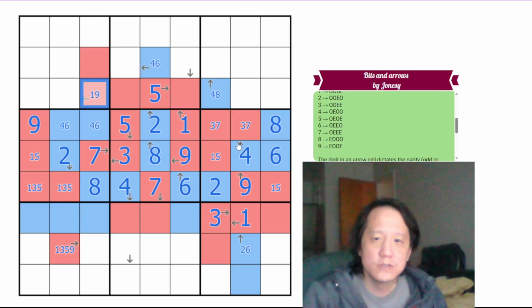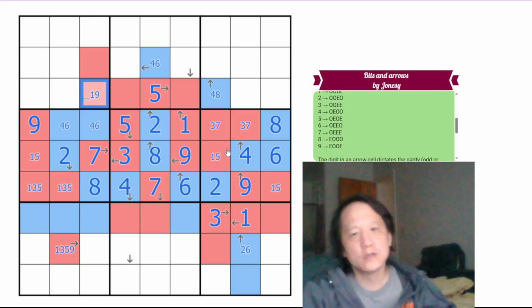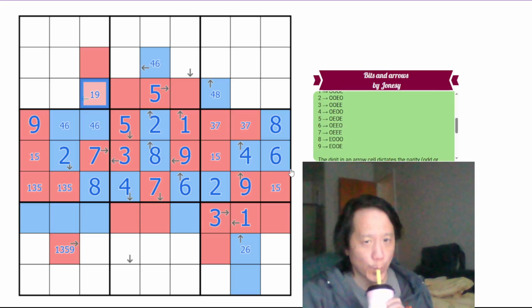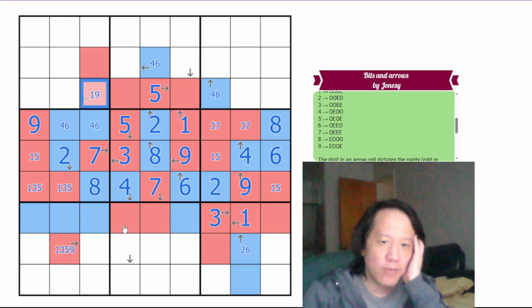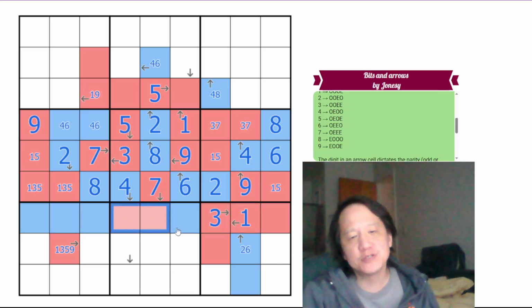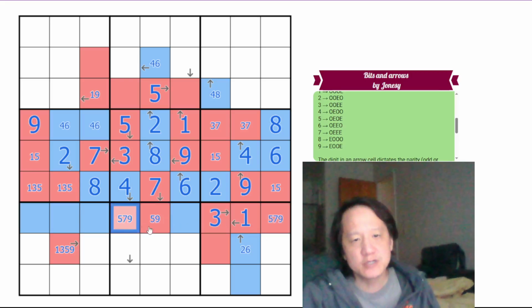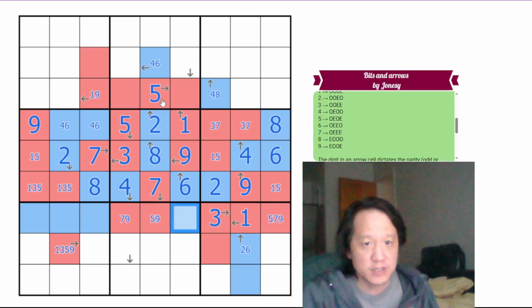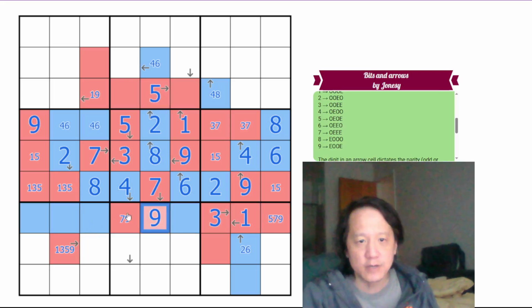Arrows. Remaining digits in row 7, odd digits are 5, 7, 9. This can't be 7, this can't be 5. This 5 eliminates 5 here, so this is 9, which makes this 7. This can't be 7 or 9, so it's 5, which makes this 1. Makes that 5, which makes that 1.